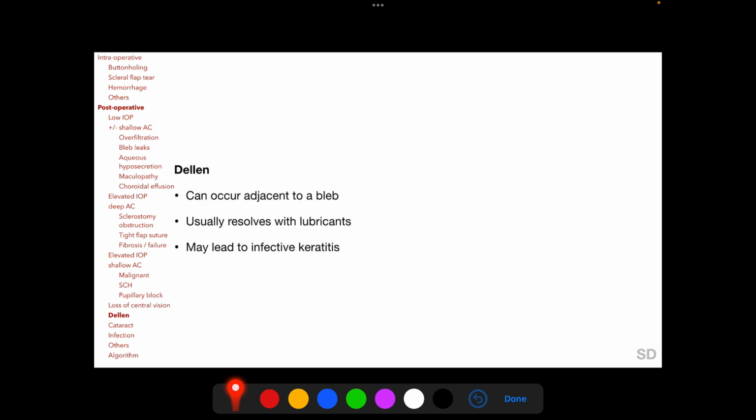A Dellen is a depression in the peripheral cornea which occurs adjacent to a localized area of conjunctival elevation, and thus can occur adjacent to a bleb. Dellen usually resolve with lubricant administration but may lead to infective keratitis.